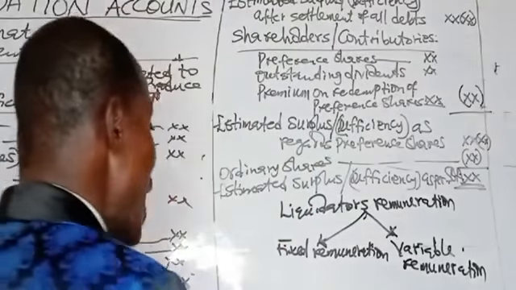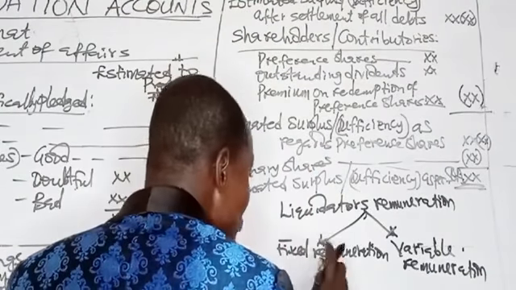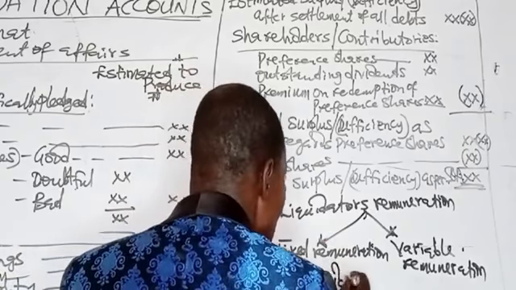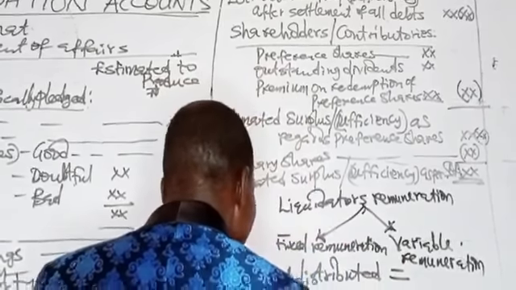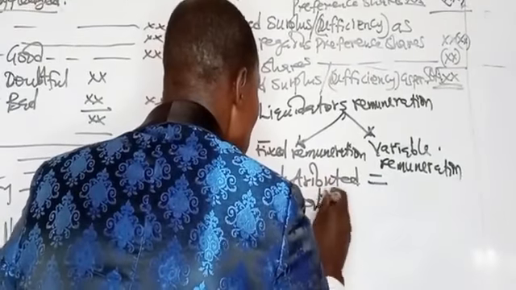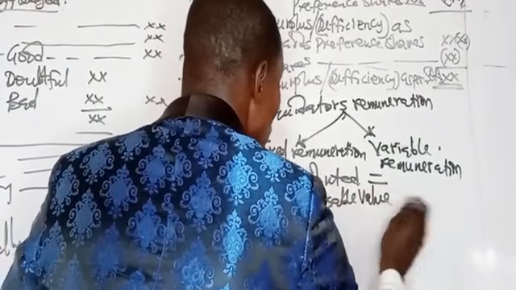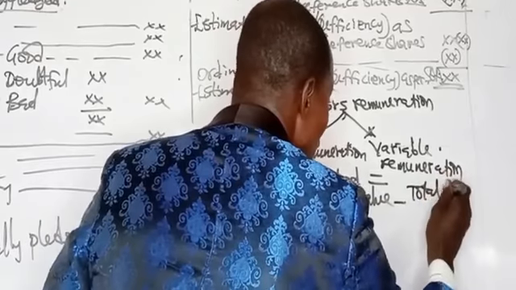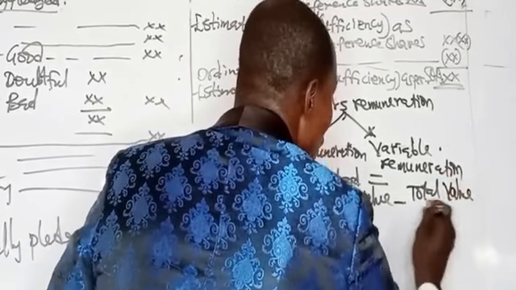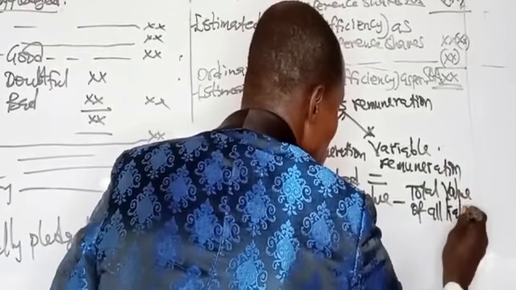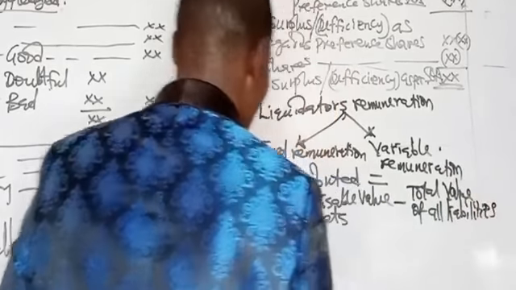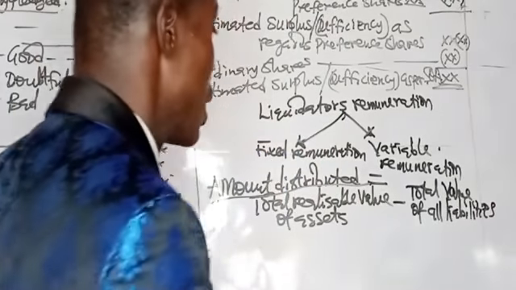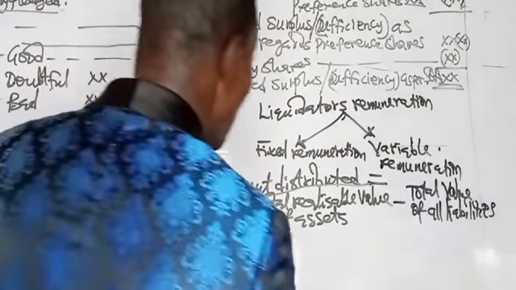To calculate the variable remuneration, the amount distributed will be equal to the total realizable value of assets minus the total value of all liabilities. Realizable value of the assets minus total value of all liabilities will give you the amount distributed. After getting the amount distributed, you now calculate the variable remuneration.